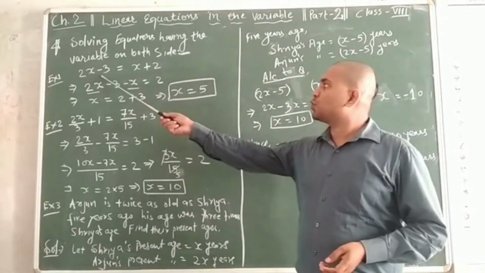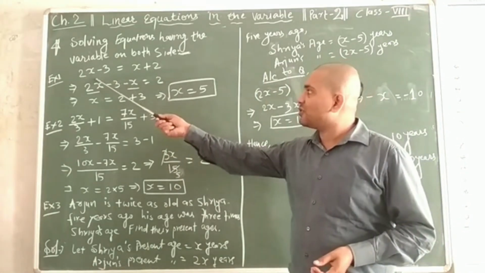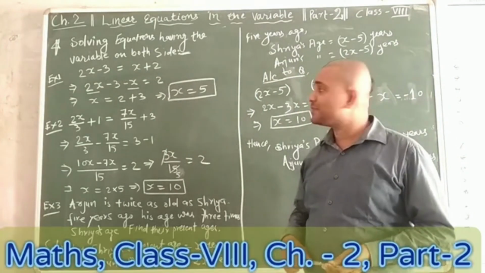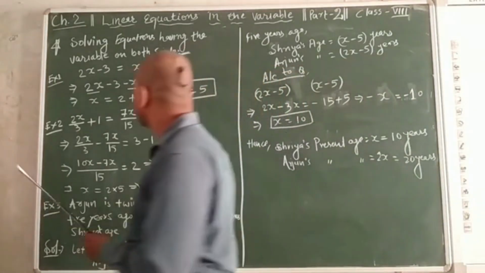Okay, so 2x minus 3 is equal to x plus 2. You can see LHS also, RHS also, we have variable. How we can solve this? We will see.